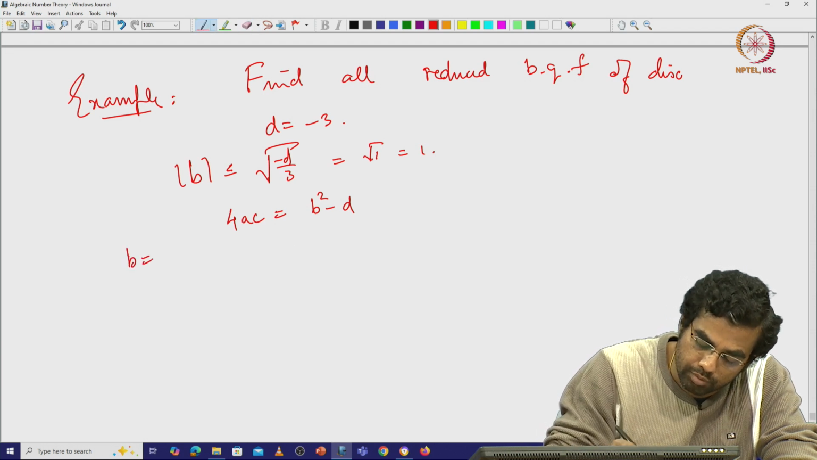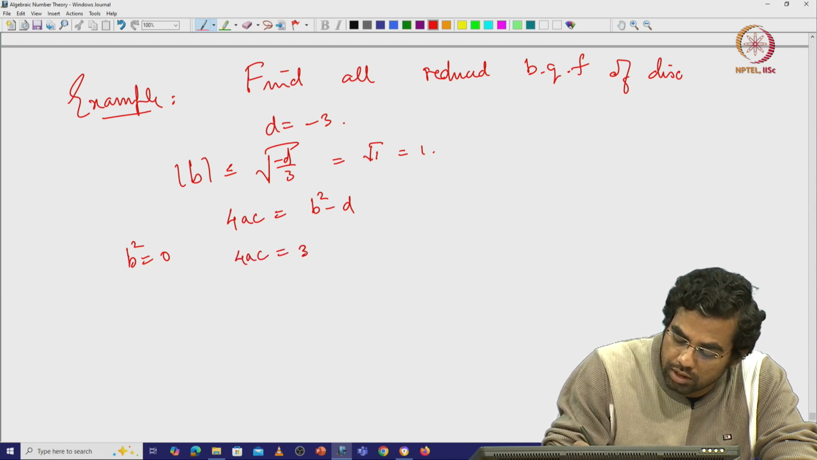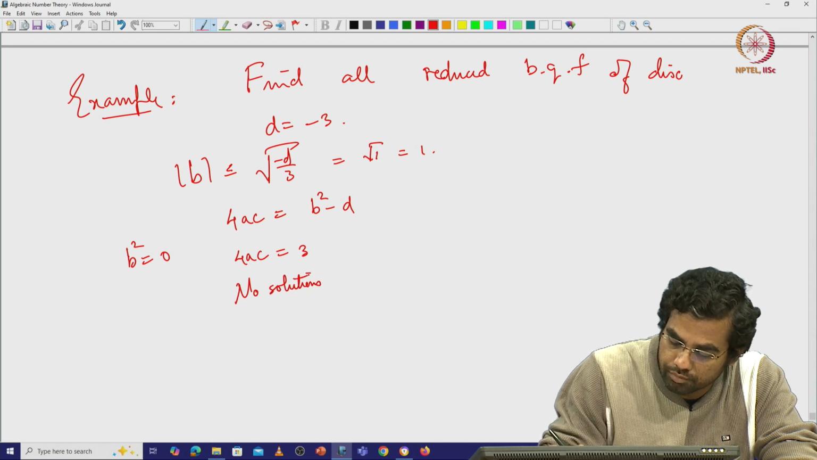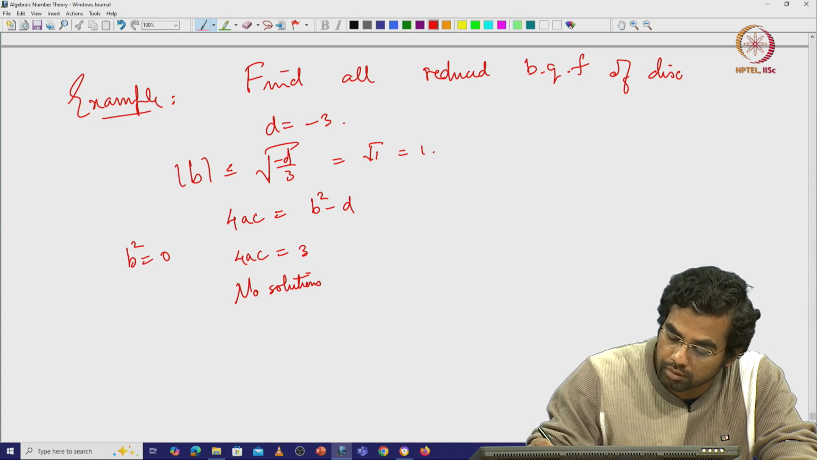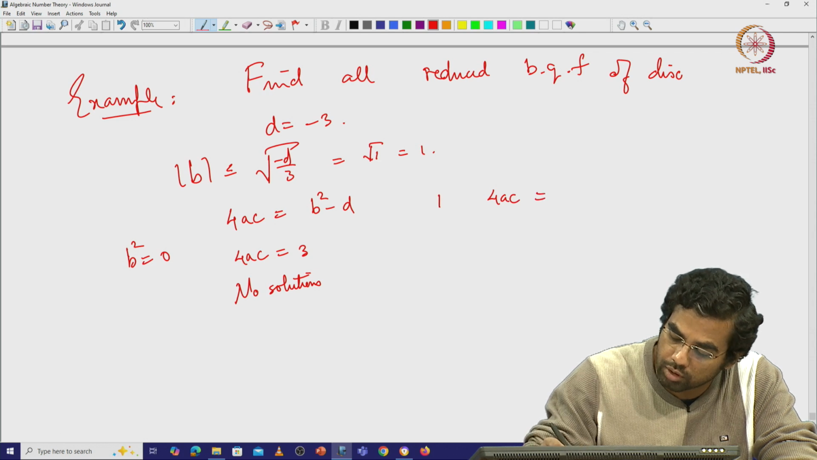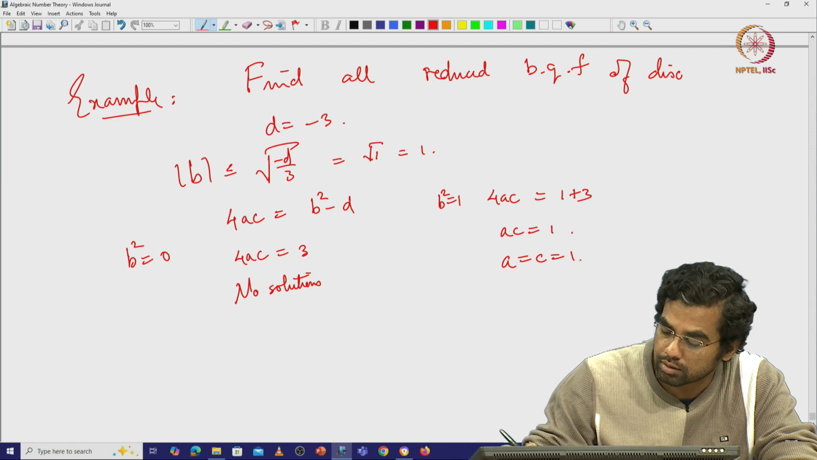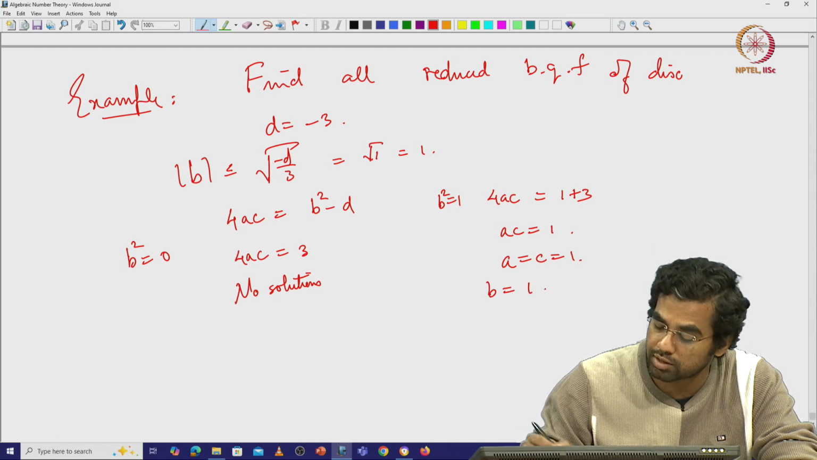So, b square equal to 0 gives you 4ac is equal to 3. This has no solutions, right. Or you can take b square equal to 1. So, you get 4ac is 1 plus 3, so ac is equal to 1, and so you get a equal to c equal to 1, and so you have b is also equal to 1, because you have to take b to be positive, right.